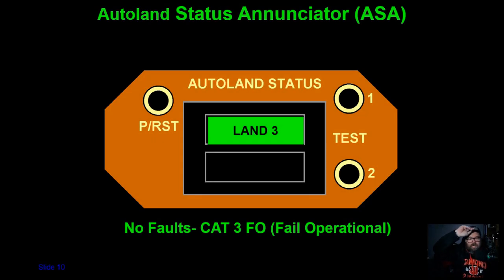What's up, everybody? So, today we are going to go over something a little bit different. Normally, I do the overhead panel and stuff. I am going to talk a little bit about Autoland Status Annunciators, or ASAs, on the 767. So, just real quick, I want to talk about what the ASA is used for. The ASA is going to be used for your Autoland status, hence Autoland Status Annunciator.